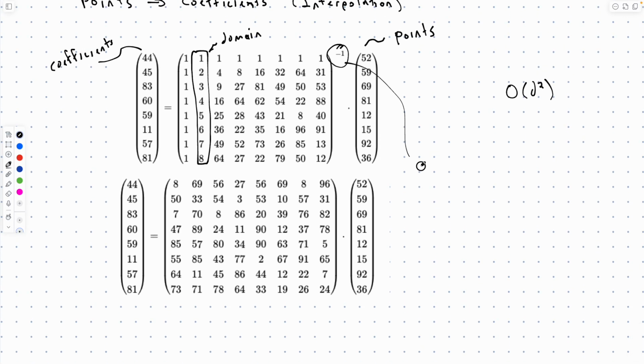So I'll make a note of that. This is possible if the rows are independent. In the polynomial interpretation, what it means is that you have 8 unique points in the domain.